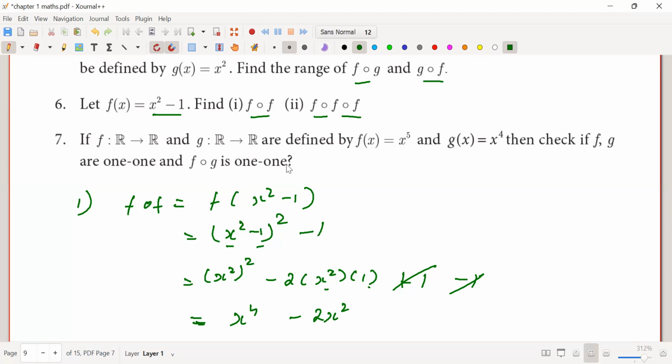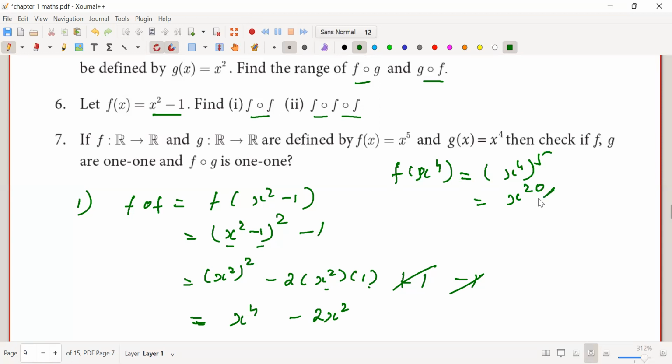Every number has a unique image, 1 to 1. But when I put the same minus 1 in x power 4, it becomes 1. Plus 1, it becomes 1. So when I combine this, f of g, check here, this f of g is x power 4. So x power 4 power 5. This becomes x power 20.